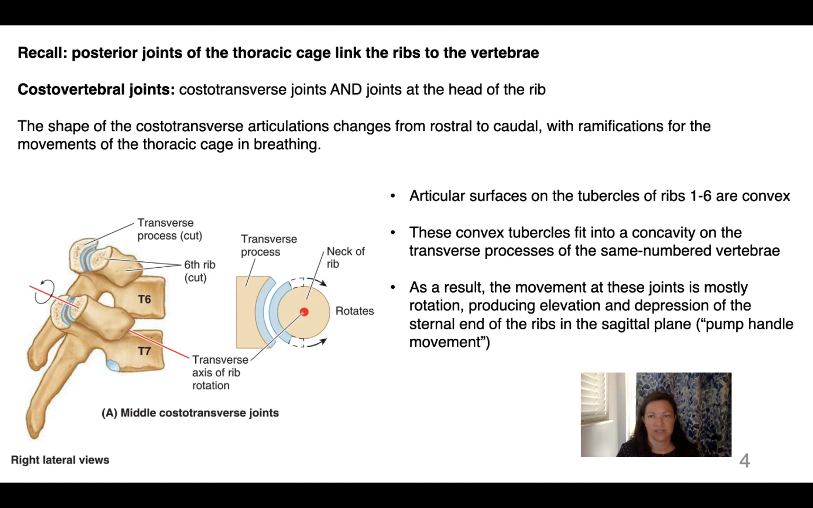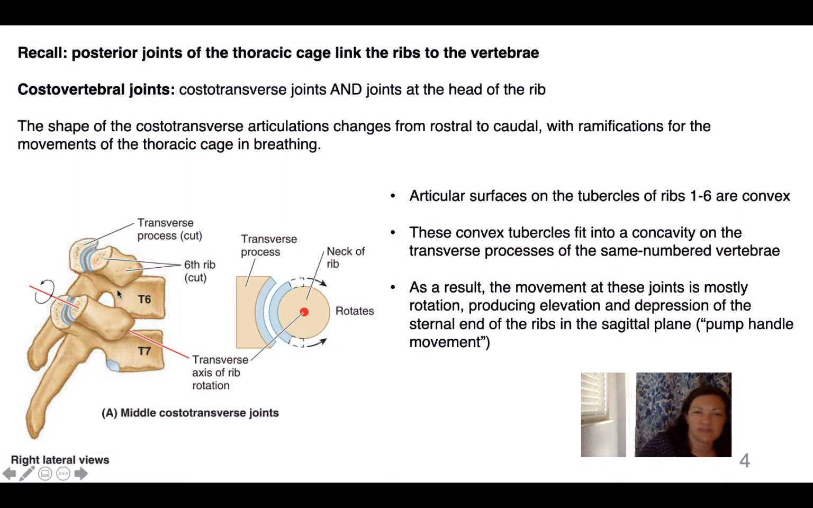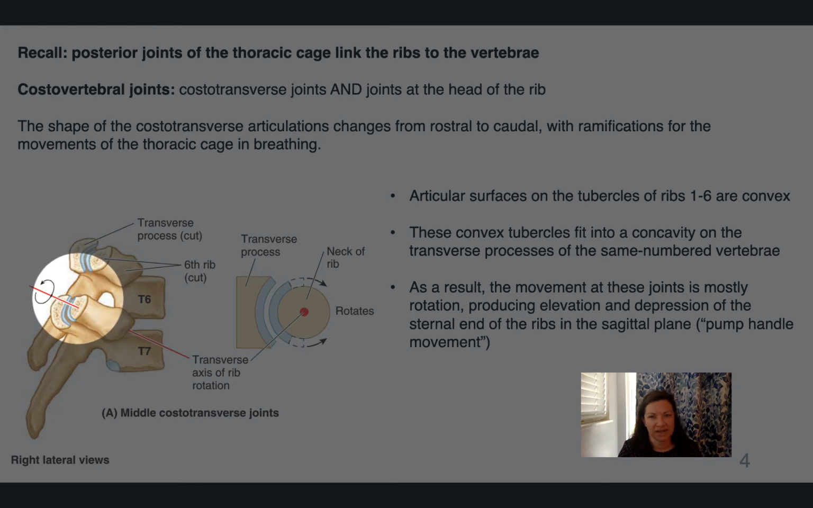So, for example, we're going to look specifically at the costotransverse joints here. So the articulation between the rib and the transverse processes of the adjacent vertebrae. And so the articular surfaces on the tubercles of ribs 1 to 6, as we're looking at here, are convex. And they fit into concavities on the transverse processes of the same number of ribs. So here we're looking at rib 6 articulating with the transverse process of T6, and rib 7 articulating with the transverse process of T7. And what you see when you take an axial cut through this joint along its longitudinal axis, so this transverse axis is shown in red here, is that the ribs rotate at the transverse process.